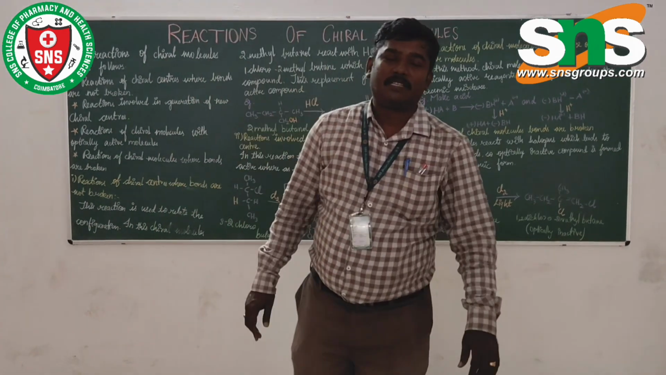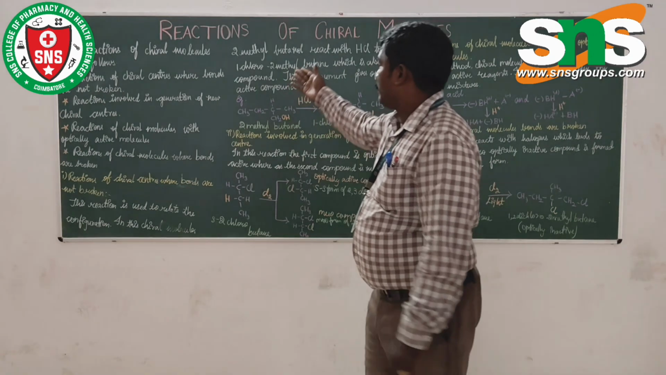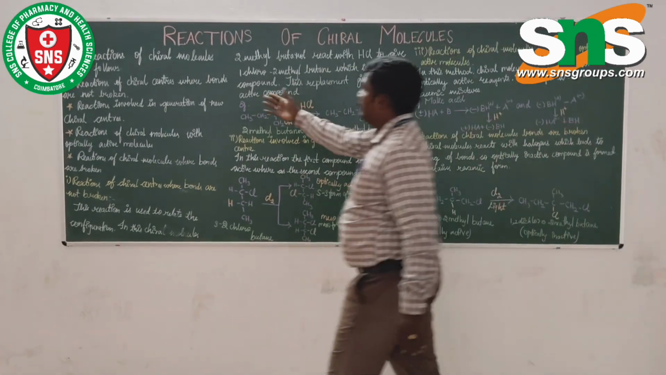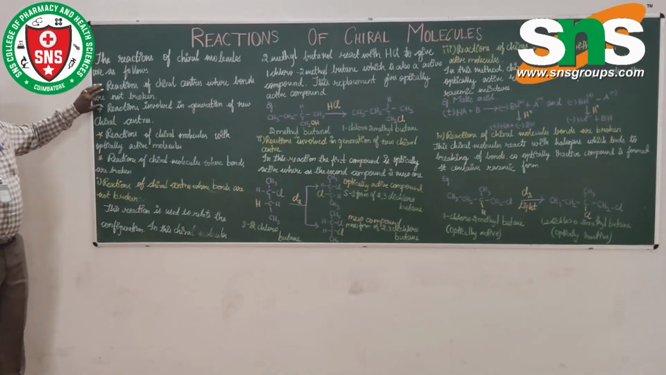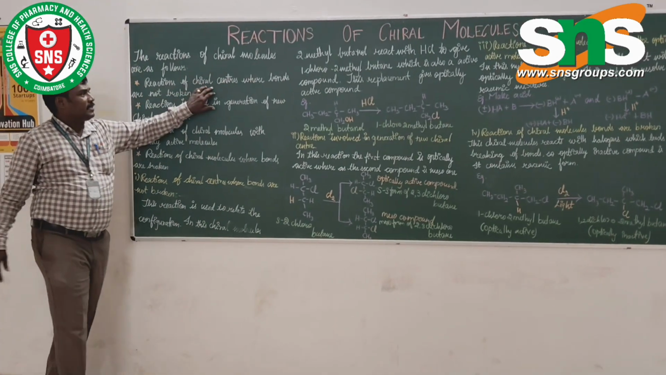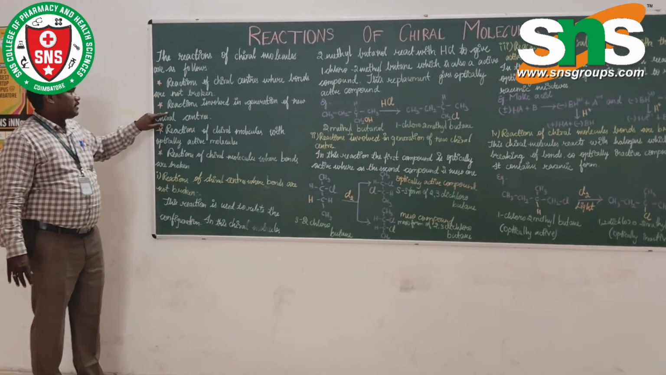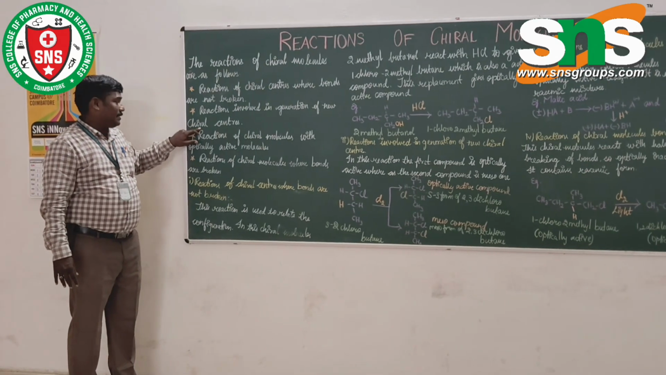Now we are going to discuss the reactions of chiral molecules. There are different types of reactions of chiral molecules. First, reactions of chiral center where bonds are not broken. And the second one is reactions involving generation of new chiral center.